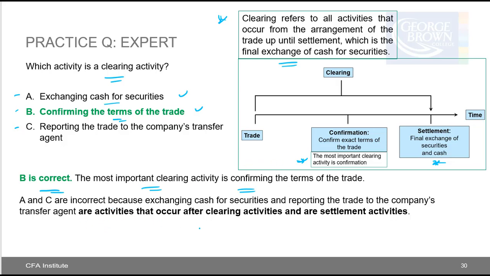So it says A and C are incorrect because exchanging cash for securities and reporting the trade to the company's transfer agent are activities that occur after clearing activities and are settlement activities. So it's clearing and settlement, okay? So in terms of clearing, the confirmation is the most important clearing activity, okay? A little bit confusing. That's a tough one. If you look at the definition up here and you look at the graph, you would say to yourself, well, A is also right, but in fact, B is more right. So welcome to the world of CFA Institute and very tricky expert questions.